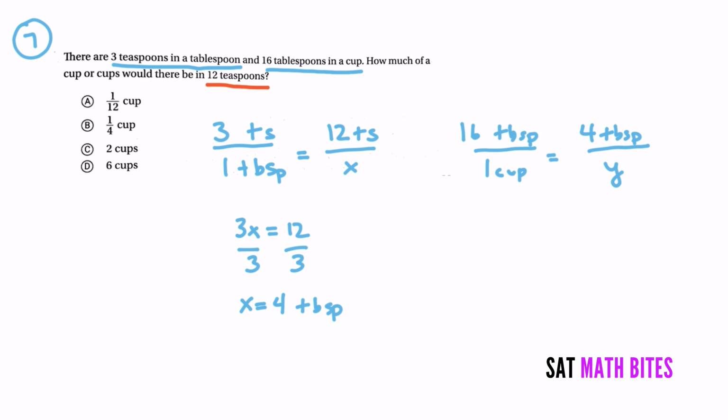Let's use a different variable. Let's use y. So cross multiply again. That'll give me 16y equals 4. Divide both sides by 16, so that gives me y equals 1/4 of a cup. So the answer here would be B. A little bit tricky here, but you'll have to do 2 conversions.